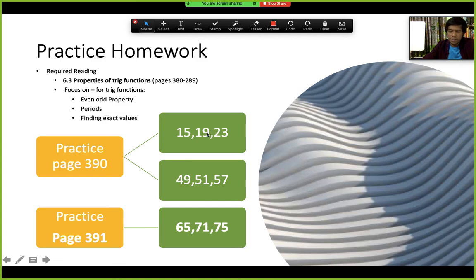So that's all for today's class. These are your practice work. You can try to practice. Some maths are from even odd properties, some maths are from periodic properties, and some maths are from finding the exact values of trigonometric functions for one trigonometric function given and another concept to find out the quadrant given, just like the math we have solved.